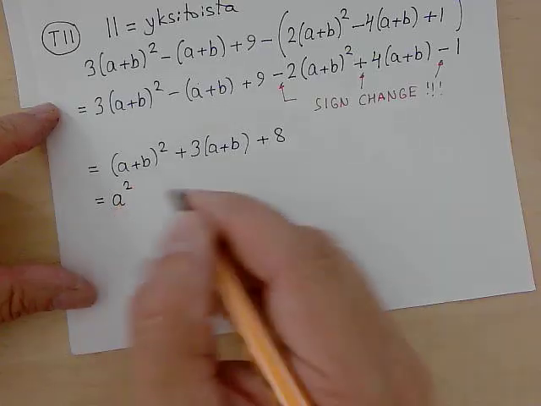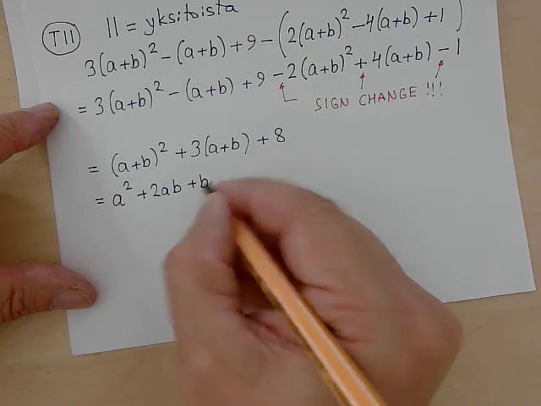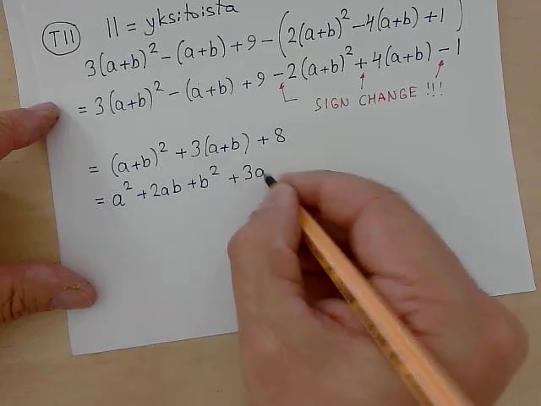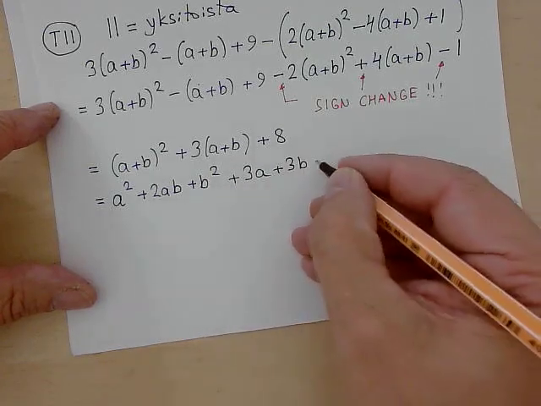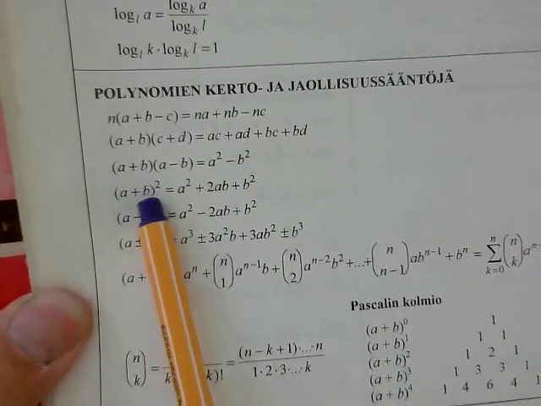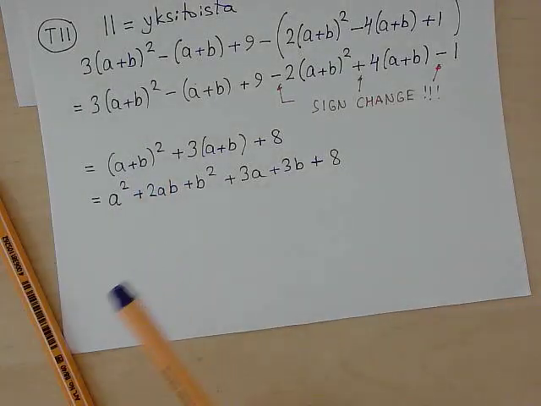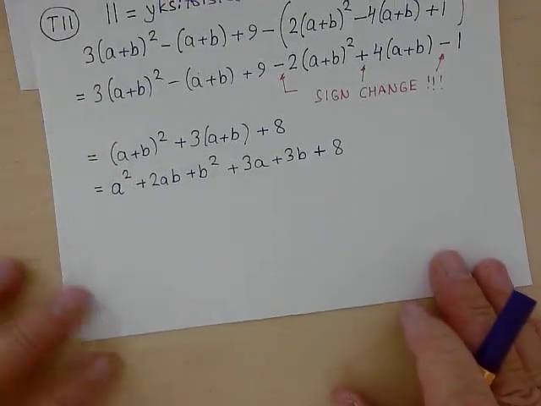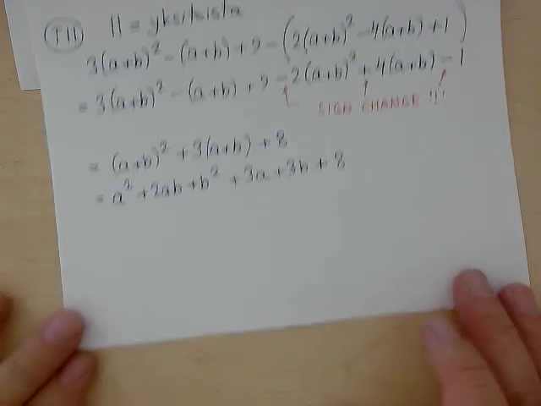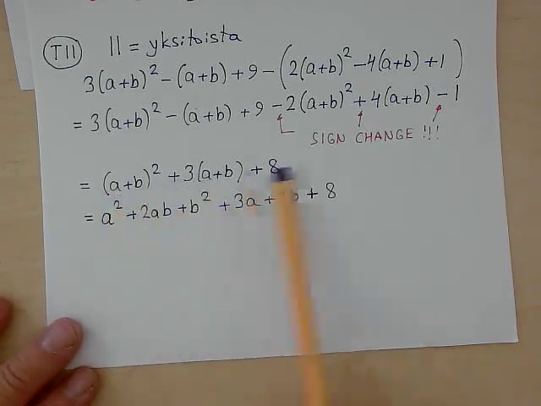a squared plus 2ab plus b squared, plus 3a plus 3b plus 8. So we use this formula here, (a plus b) squared equals this kind of sentence, and we had the same letters here also, so it was very easy to do that. And this is the correct answer, but as I said, I'm not sure which one of these is the more simple one.